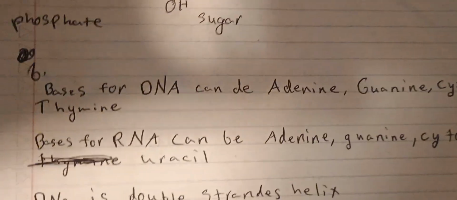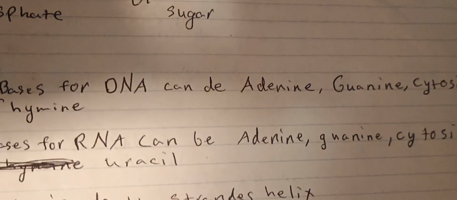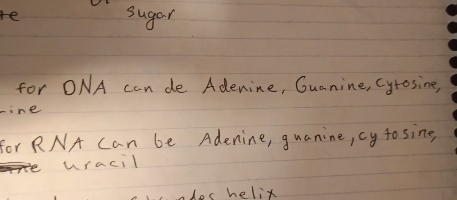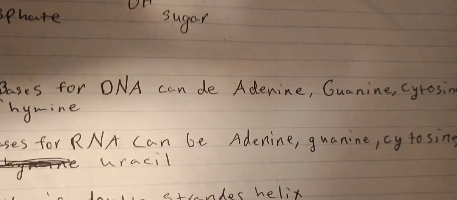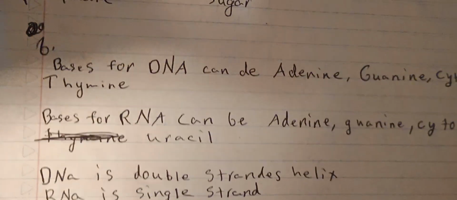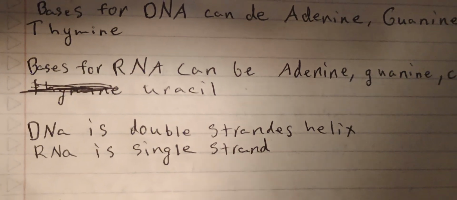2B, bases for DNA can be adenine, guanine, cytosine, thymine. Bases for RNA can be adenine, guanine, cytosine, and uracil. DNA is a double-stranded helix. RNA is a single strand.